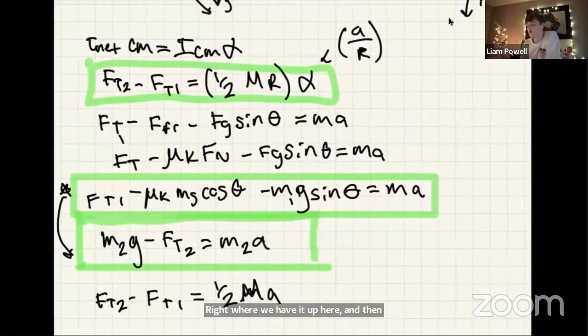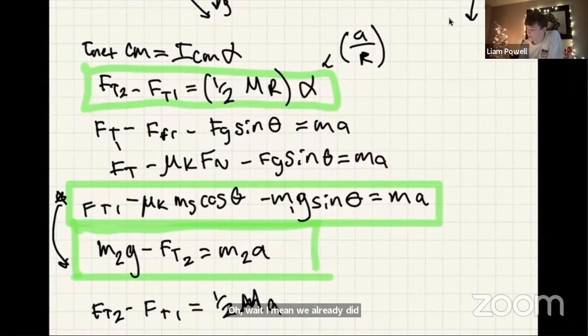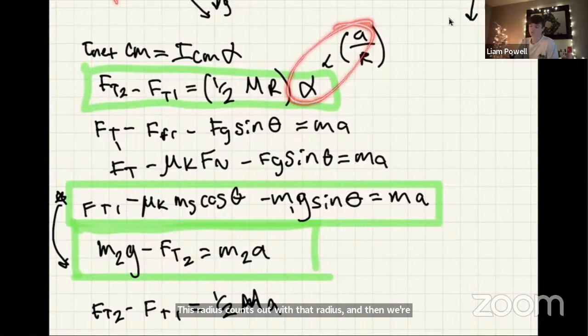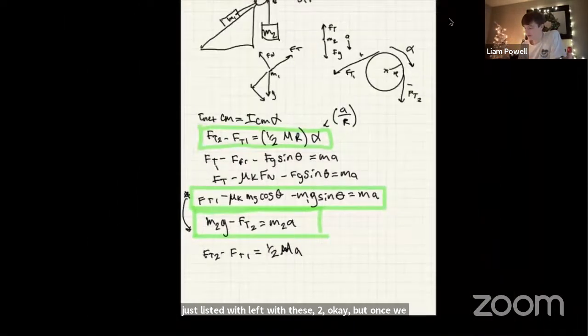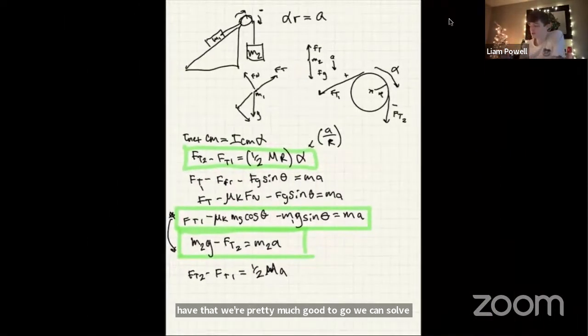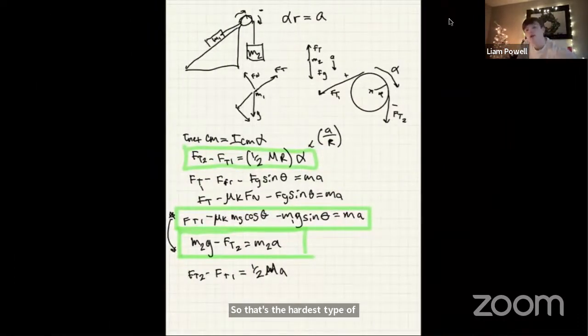If we think about it, this radius cancels out with that radius, and then we're just left with these two. Once we have that, we're pretty much good to go and we can solve. So that is the hardest type of problem that we're going to be doing. It is getting pretty late, so I'll try to wrap this up really quickly. I know I've said that a lot now, but I am trying.